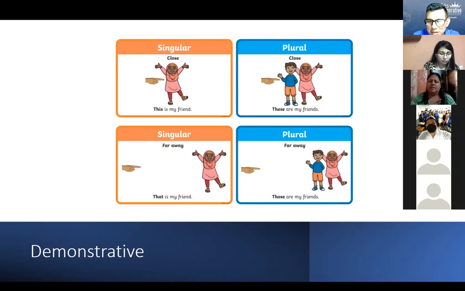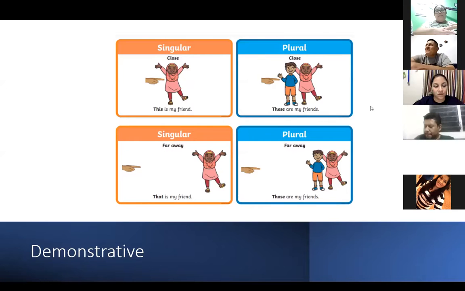Por ejemplo, para decir, esa es mi amiga. That is my friend. Esa es mi amiga. No está cerca de nosotros. También tenemos plural, far away. Están lejos. Por ejemplo, esos son mis amigos. Those are my friends.